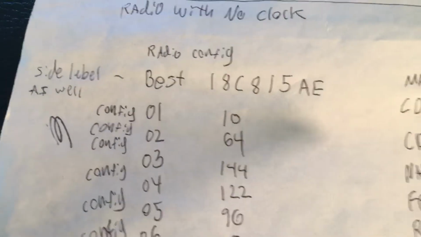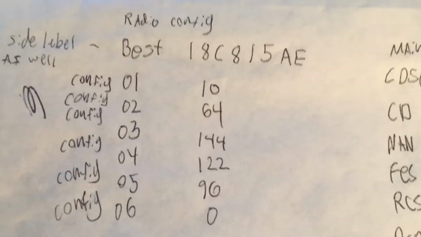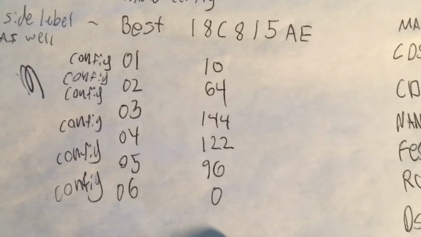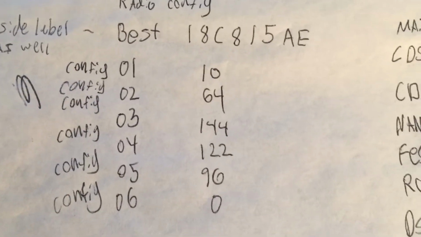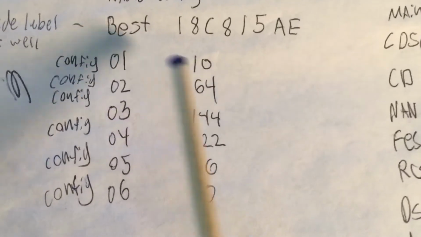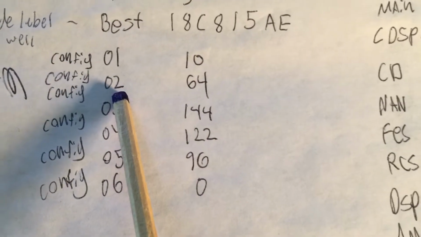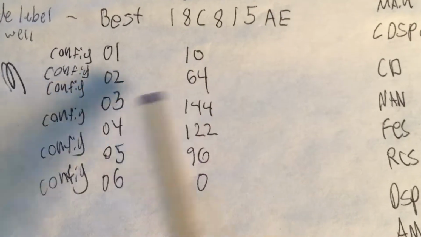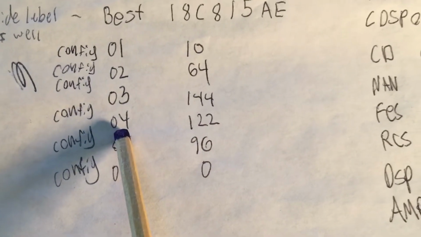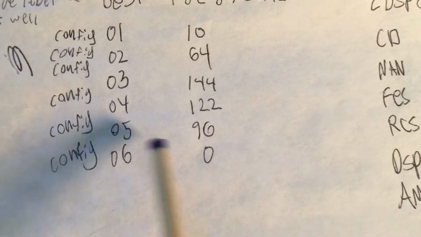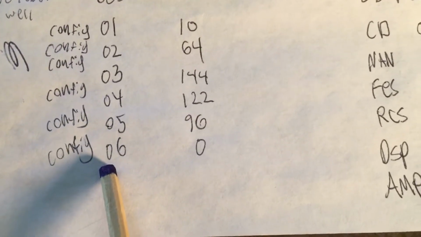Both radios are 2008. Here is the configurations in the radio before the clock change. Configuration 1 was 10. Configuration 2 showed to be a 64. Configuration 3 was 144. Configuration 4 was 122. Configuration 5 was 96. And configuration 6 was 0.